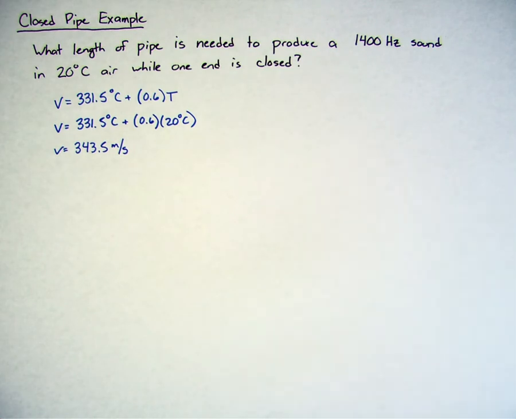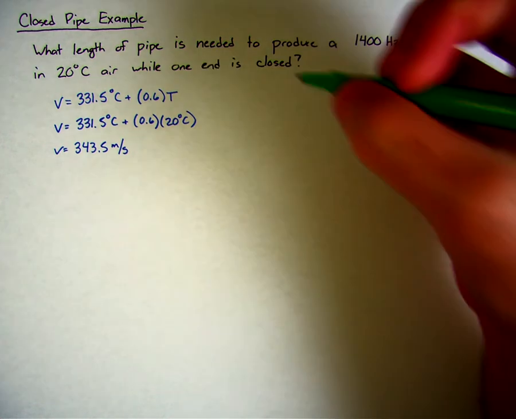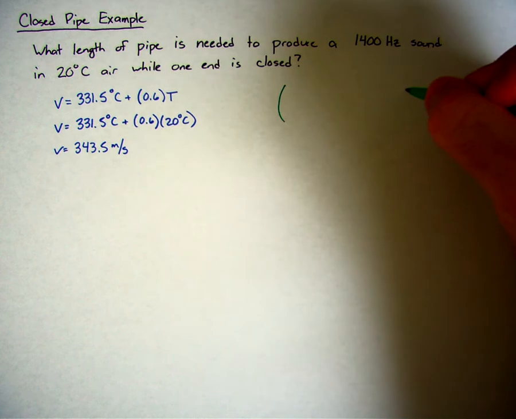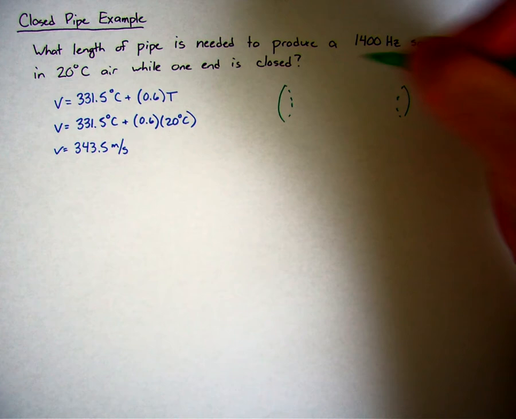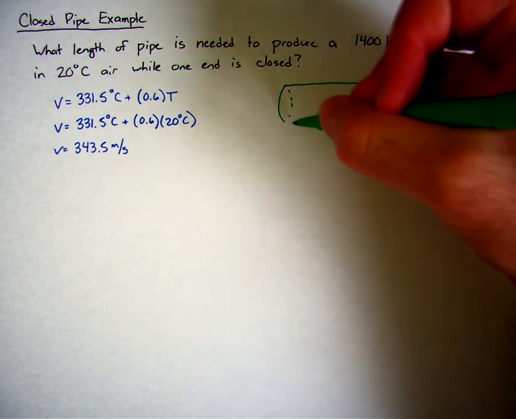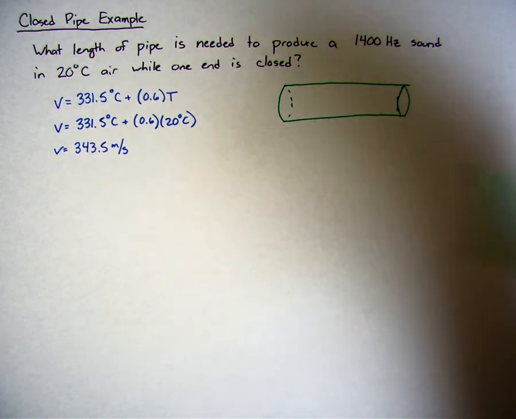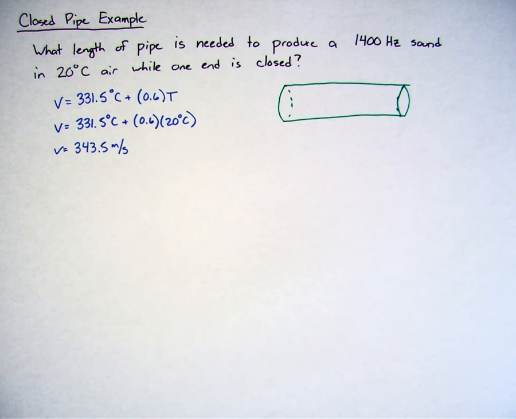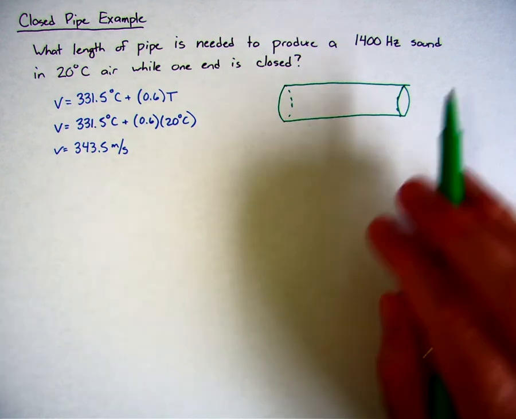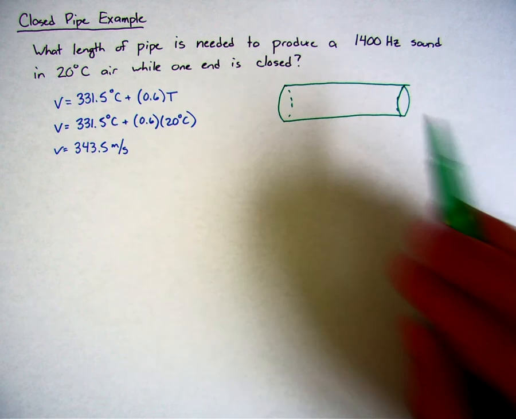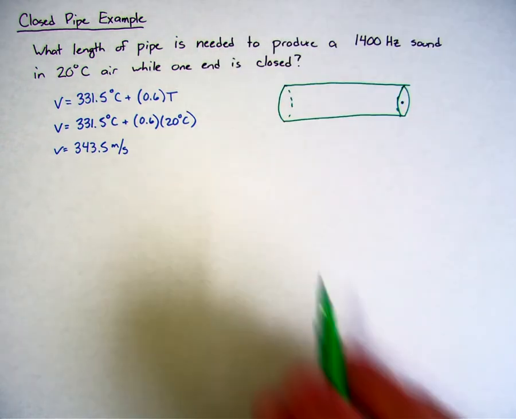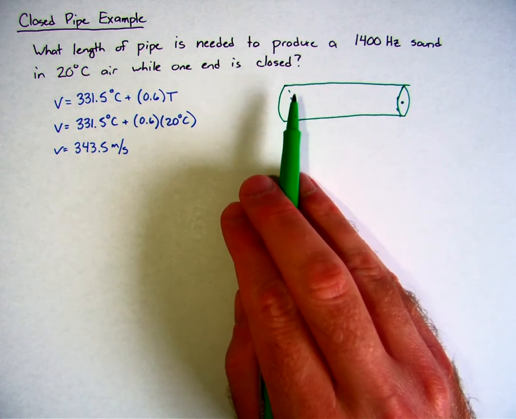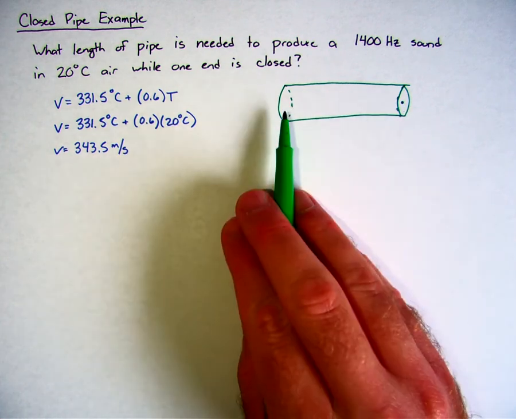Now the next thing I need to do is to figure out what this pipe is going to look like. So if I have this pipe, let's say here are the two ends of the pipe. Let's say this end's solid like that. If I were to produce a 1400 hertz sound, if this pipe is closed, I know I'm going to have a fixed end on one end of the pipe, and I know I'm going to have an open end on the other. So I need to have a node on the one end, I need to have an antinode on the other.